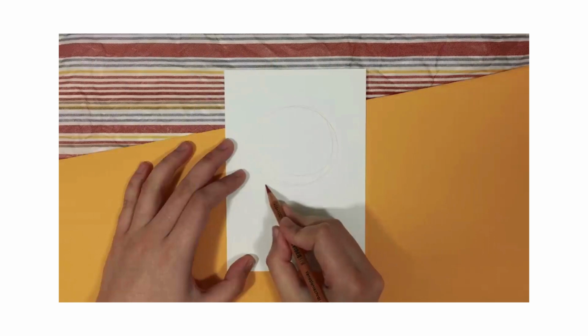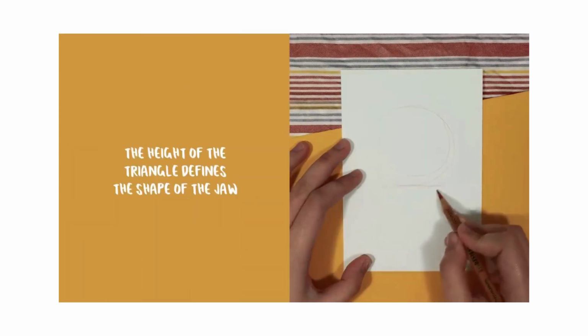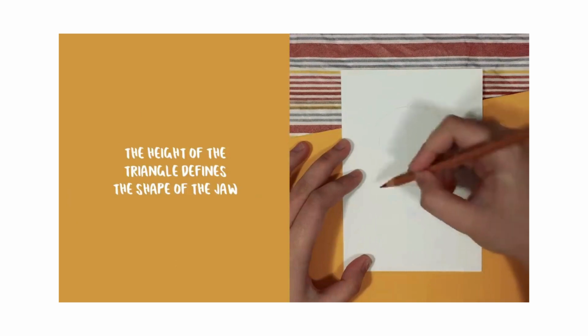And the next shape is the inverted triangle. And the height of this triangle actually defines the shape of the jaw that we want to draw. So for example, for a pointy jaw, we'll have to draw a tall triangle. However, a square jaw is a short triangle.